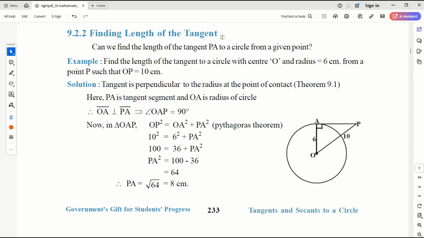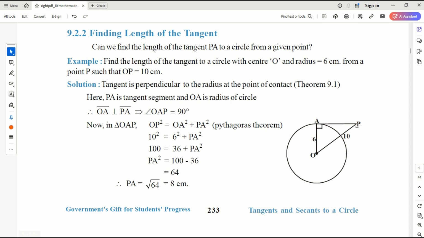Finding the length of the tangent. Can we find the length of the tangent PA to a circle from a given point? Okay, so this is easy. You have a circle, O is the center. Radius is 6, it is given. A is the point on the circle. OA is the normal, OA is the radius basically. And from P there is a tangent AP to the circle.